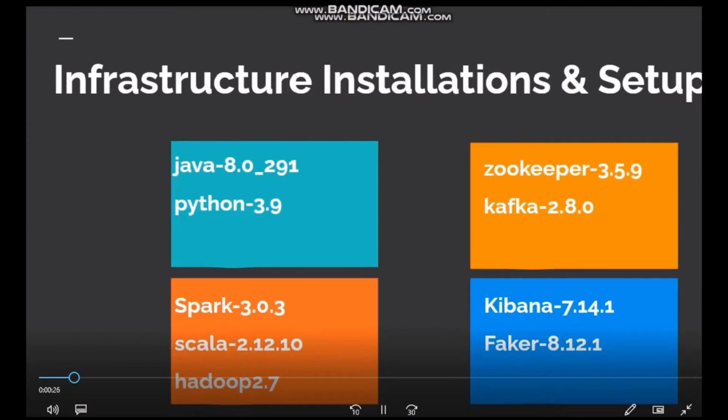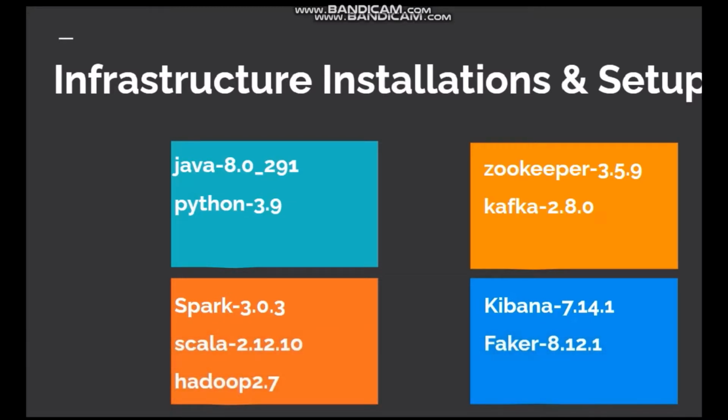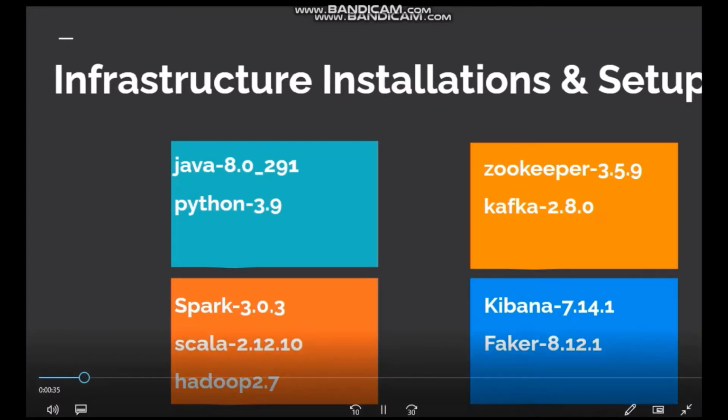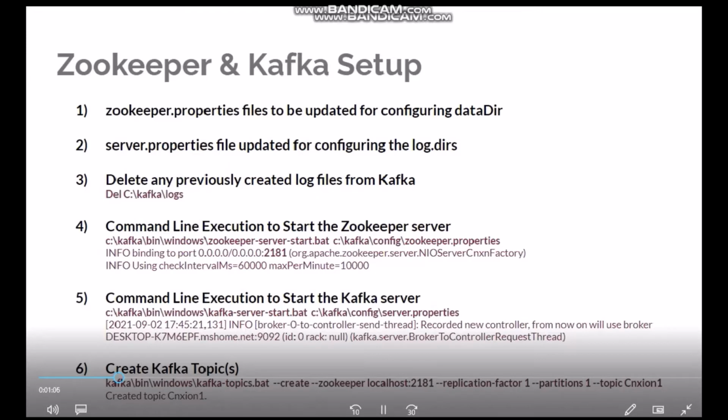So now, this shows the installations and setup that we have: Java, Python, Zookeeper, Kafka, Spark, Scala, Hadoop, Kibana, Faker, and we are also using Flask. We move to the next part. Zookeeper and Kafka setup is what is highlighted here.